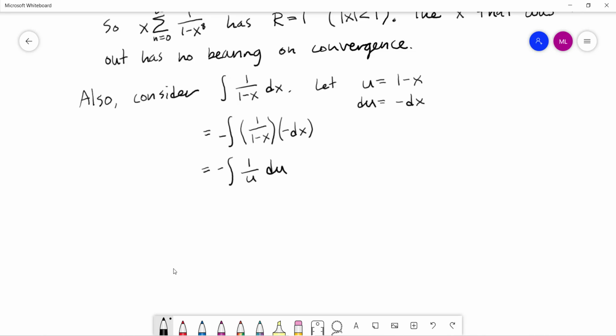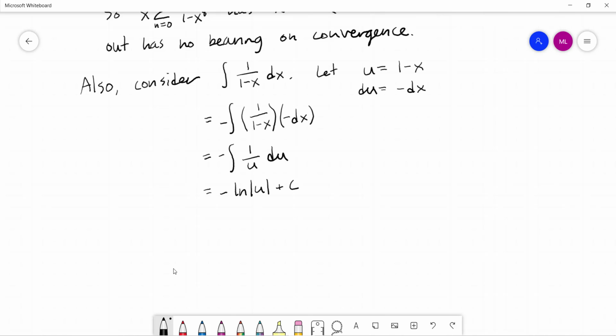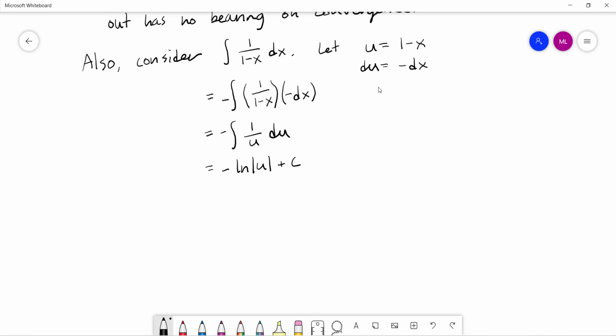And what is that equal to when we do our integration? Well, I'll keep my negative sign and I'll get the natural log of the absolute value of u, plus c. Going back and replacing u with our 1 minus x, we get the negative natural log of the absolute value of 1 minus x, again, plus our constant c.